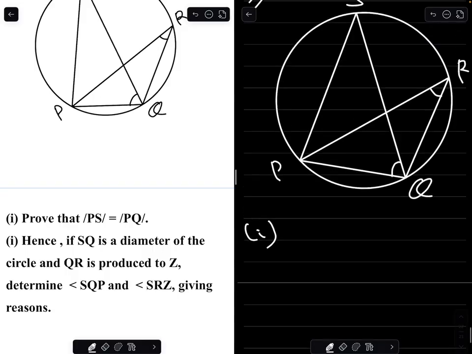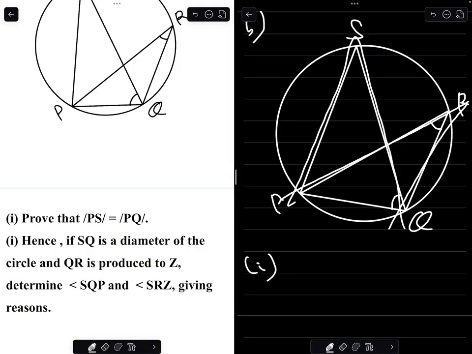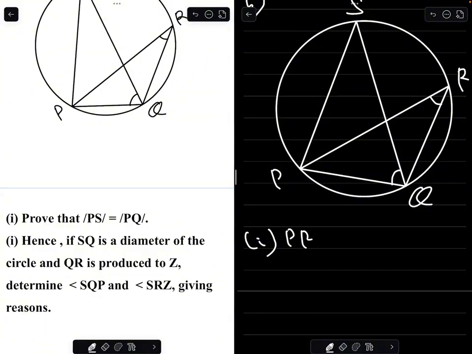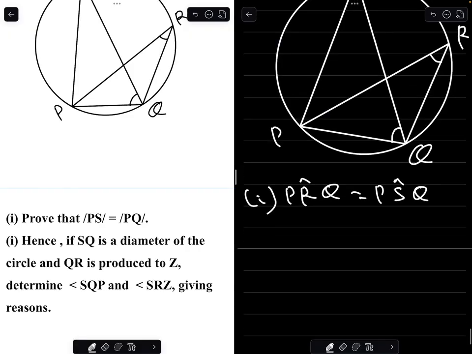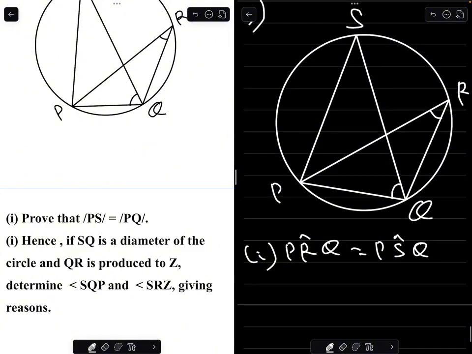Roman figure 1. First of all, I can see that angle PSQ is equal to angle PRQ. And the reason for that is angles in the same segment. Yes, angle PRQ equals angle PSQ. So that means this angle is also equal to this angle. And what that also means is this angle will also be equal to this angle, because this angle and this angle are equal.